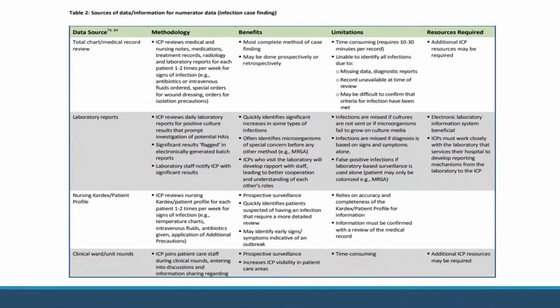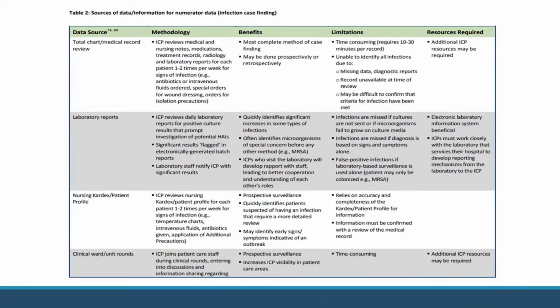This table is from the PIDAC best practice document about surveillance that we showed you earlier on, and it shows the different types of data sources that can be used. It's a really good chart because it notes benefits and limitations of each method, so it can be very helpful to determine what's going to suit your facility best.